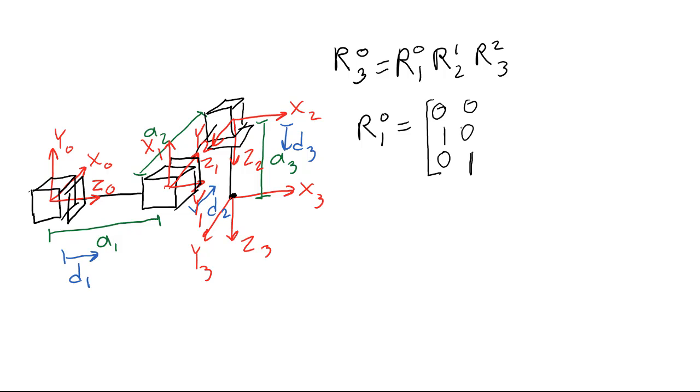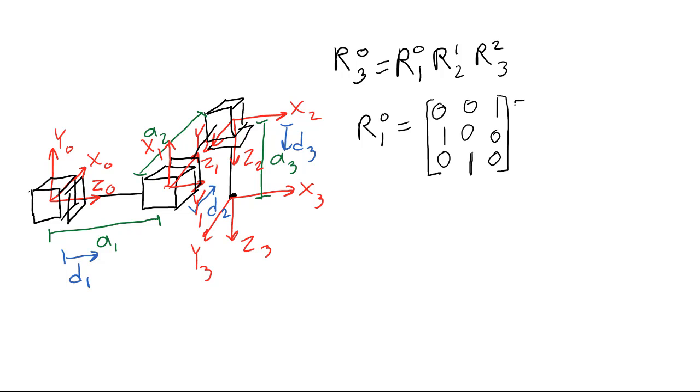Finally, the axis z1 is in the same direction as x0. In other words, the projection of z1 on x0 is 1. So in my matrix, I find the place that represents the projection of z1, the third column, on x0, the first row, and I put a 1 there. Since z1 is perpendicular to z0 and y0, I get zeros in the other positions. This finishes the part of my rotation matrix that tells me how the frame 1 is rotated relative to frame 0 when the joint variable is 0.